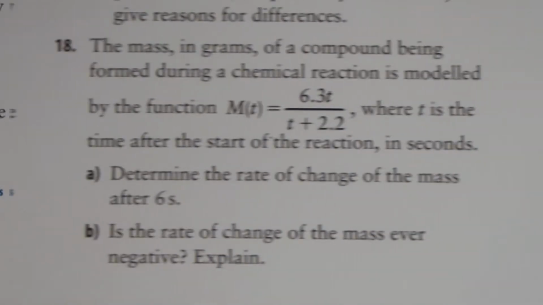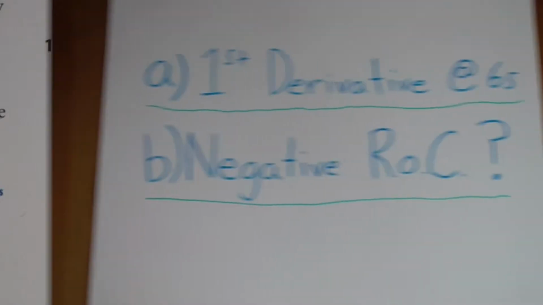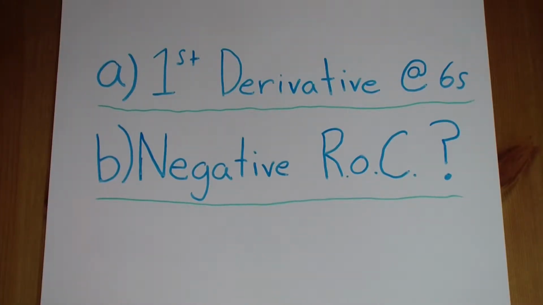Explain. This question deals with rate of change and first derivatives, which shows how it clearly relates back to the second unit of our studies. The question asks us to find the first derivative at 6 seconds. It also asks us if the mass could ever have a negative rate of change.